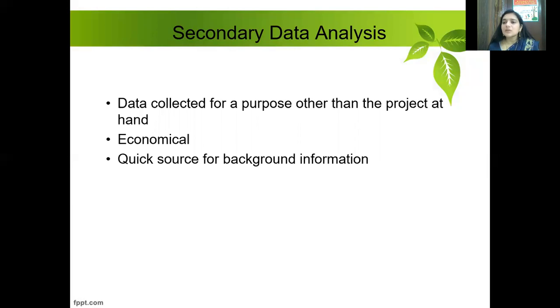First of all, let us understand it with a few examples. Data collected for a purpose other than the project at hand. Suppose I want to study a company called Infosys, right? I want to study its current project, and if I need secondary data for that particular company, I'll be using its annual report, or maybe the report when they recently launched another product, right? So this is actually data which was collected for another project, but not for this one. But this is really helpful.